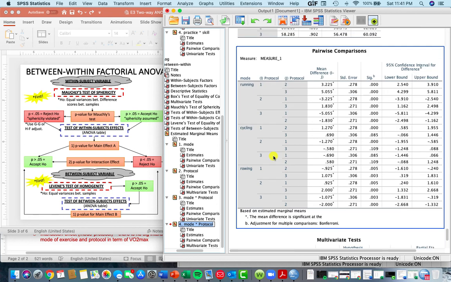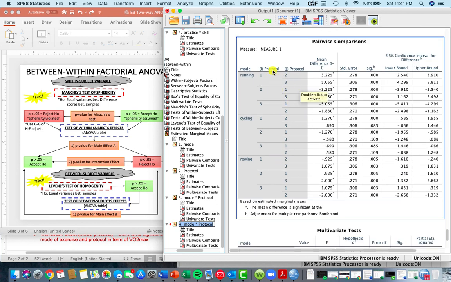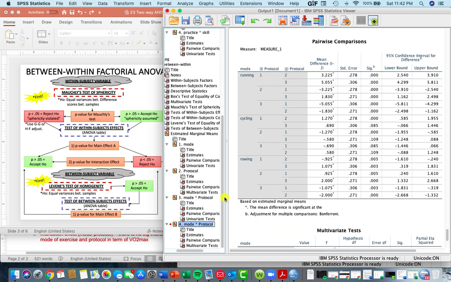Again, we can reverse the situation and say, are there any differences in protocols when we look at the mode of exercise, or when we're within the mode of exercise? So within the running group alone, did they have significantly different mean values of their VO2 when they had a different protocol? We can see pretty unanimously, except for in the cycling group, specifically protocols 1 and 3 and 2 and 3 were not significant. But again, significant differences are going to be indicated between protocols within the mode of exercise, okay?